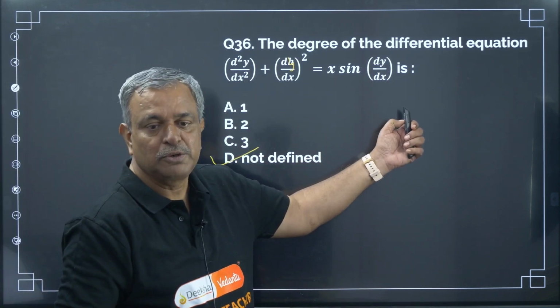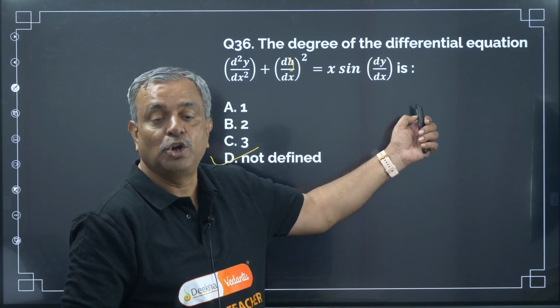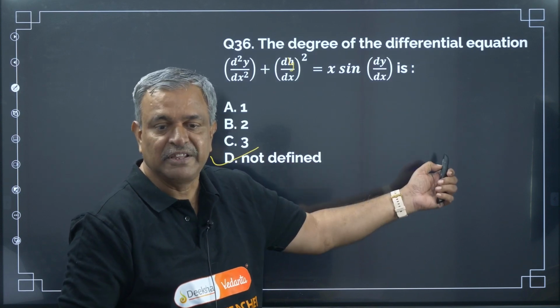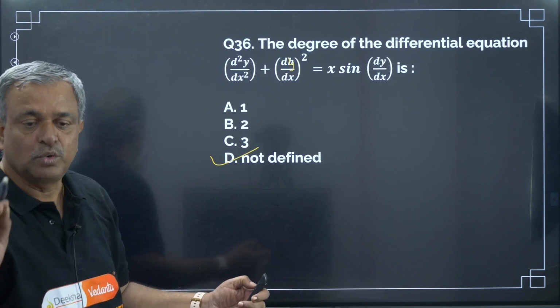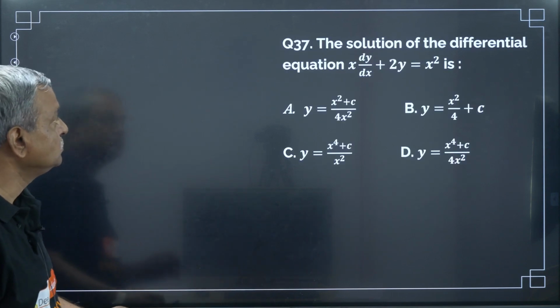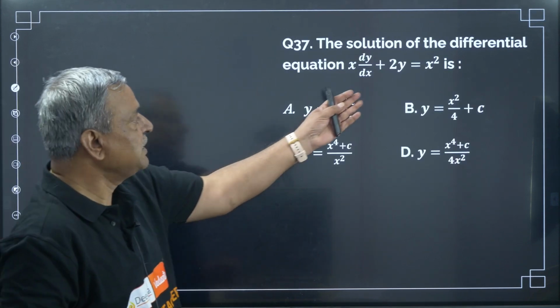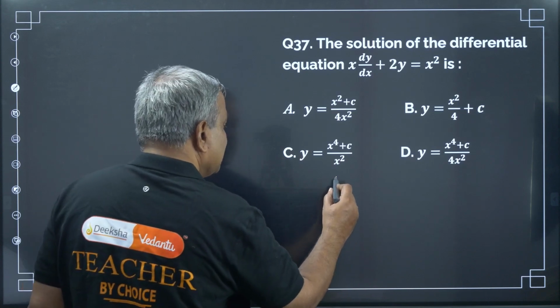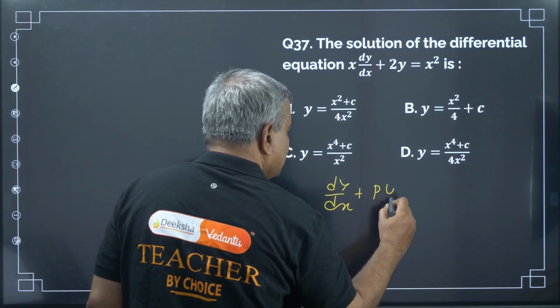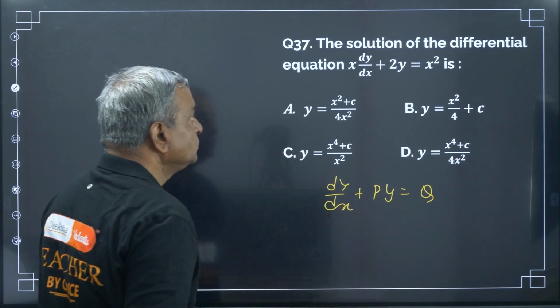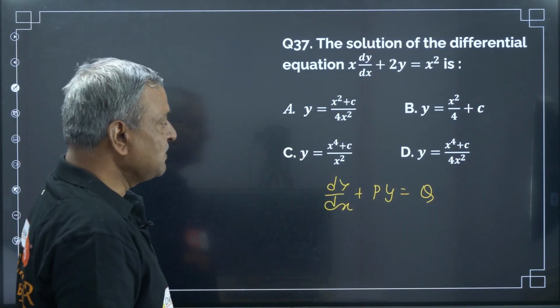Why is it not a polynomial? Sin dy by dx, log dy by dx, e to the power dy by dx, whenever it is involved, degree is not defined. Degree is only defined when it is a polynomial. So it is a simple linear differential equation. What is the linear differential equation concept? Dy by dx plus py is equal to q.